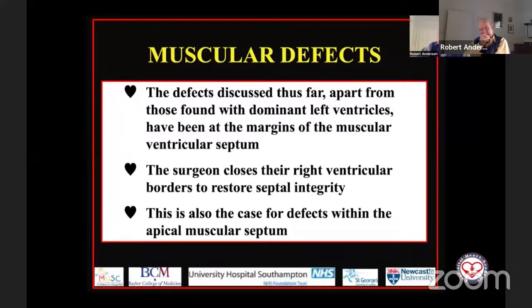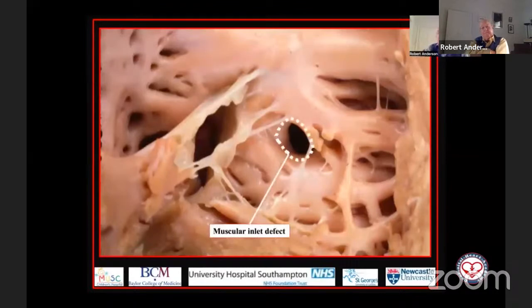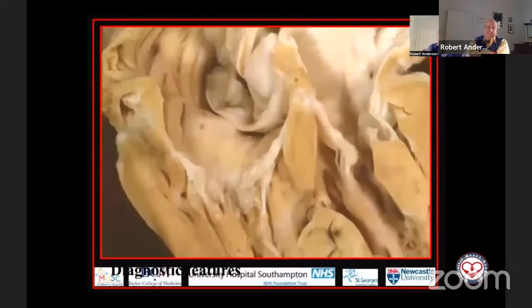But the defects we're going to look at now are within the apical septum, and they do need to be closed. In fact, they are very common, isolated ventricular septal defects. And this is such a defect. There you see it, surrounded by the myocardium of the apical ventricular septum. But this one opens to the inlet of the right ventricle. It is a muscular inlet defect.